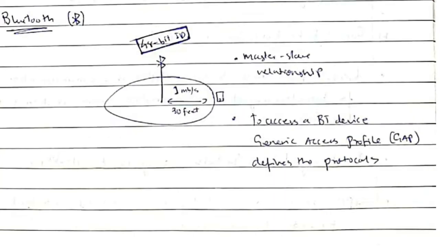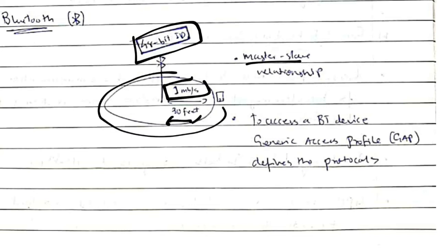Okay. The fifth one is Bluetooth. In Bluetooth, you'll have a 48-bit ID, and it uses a master-slave relationship, and data can be transferred at 1 MB per second, and at a distance of 30 feet at max. Okay, in this range, the data can be transferred, and to access a Bluetooth device, the generic access profile is used. Okay.